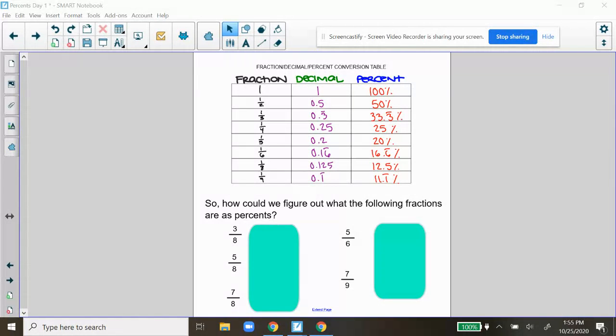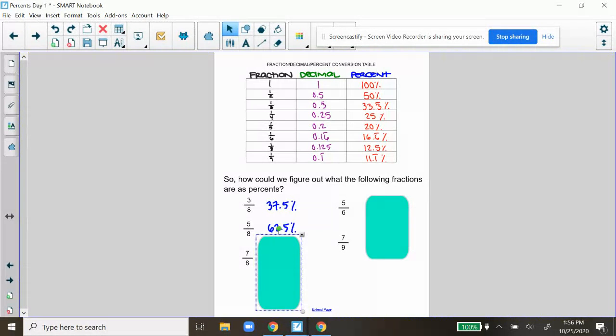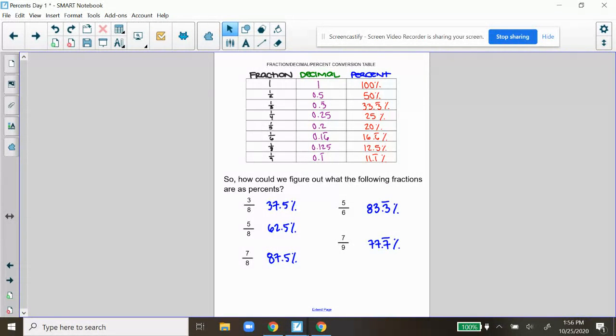So what if I have 3/8? What could we do? Well, that means that we could actually multiply our 1/8 by 3, and that'll get us to 37.5%. Similarly, if we wanted to do 5/8, we would multiply it by 5 to get 62.5%. And if we wanted to do 7/8, we would multiply it by 7 to get 87.5%. Similarly, with our 5/6, you'd get 83.3%. And keep in mind, remember that little bar is saying it's a repeating decimal, and the number under the bar is the number that repeats. And then 7/9 would be 77.7%.